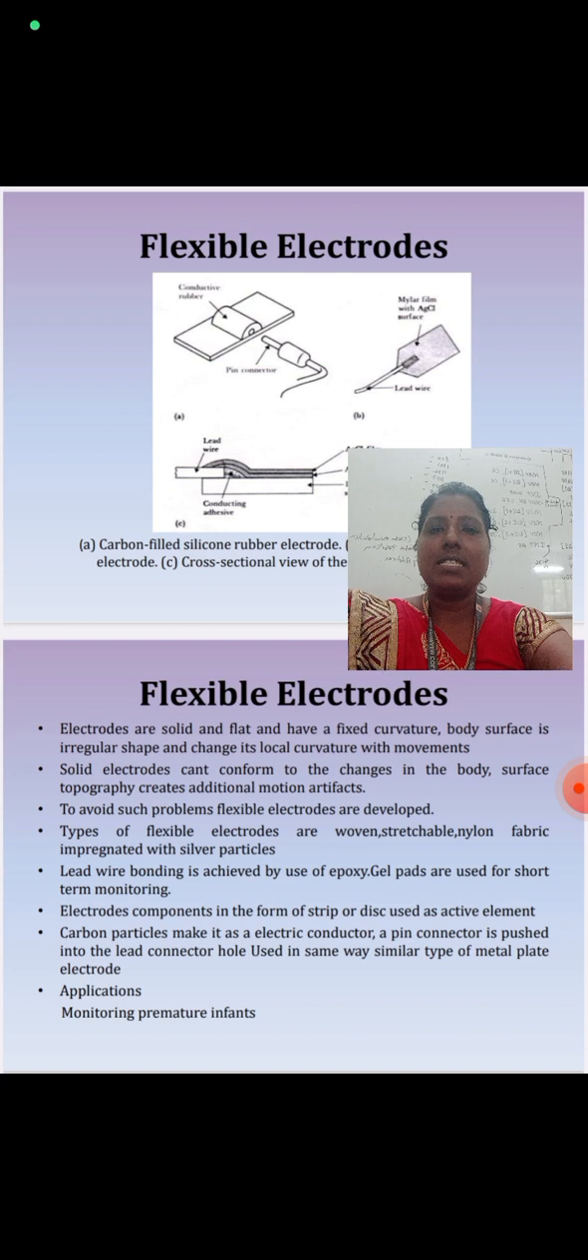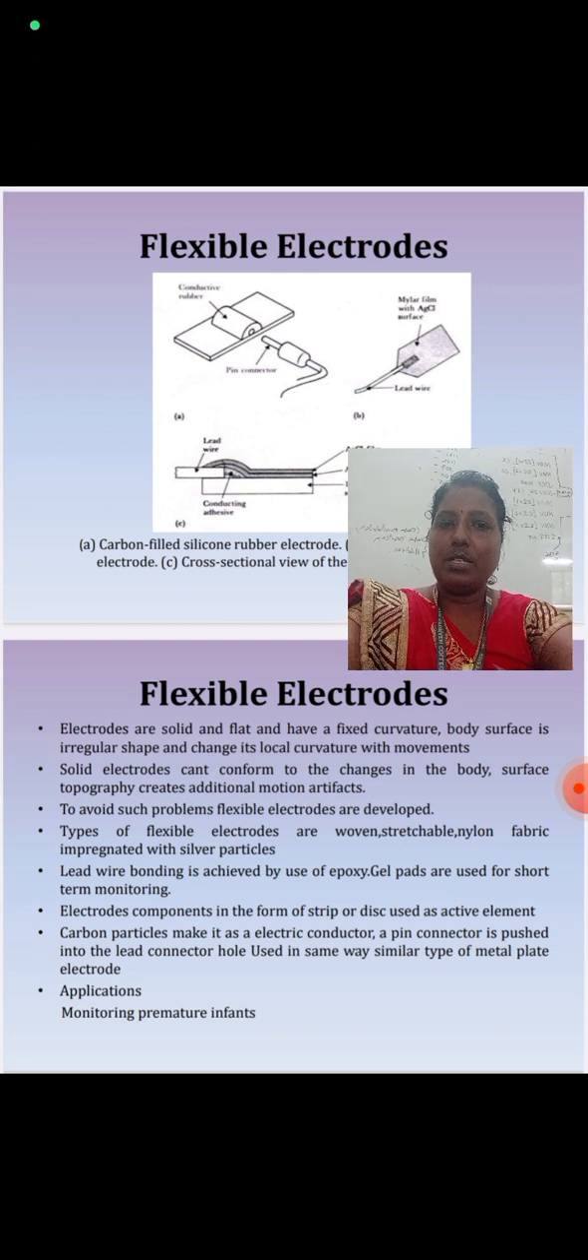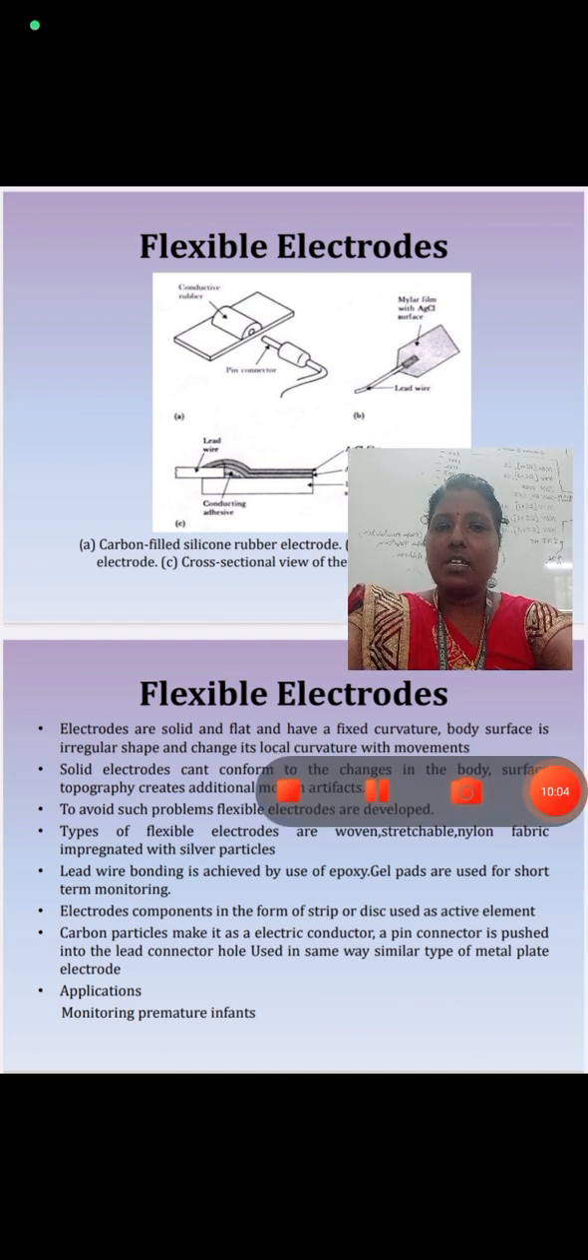And the last type is the flexible electrode. So this flexible electrode is mainly used in monitoring premature infants. Why? We all know that our body surface is irregular in shape. If we want to fix an electrode on the surface, we can't fix it correctly while in movement. For infants and premature babies, the baby will move, and if we use other types of electrode, it will also move and all the readings will be changed. To avoid that, here we are using this flexible electrode.